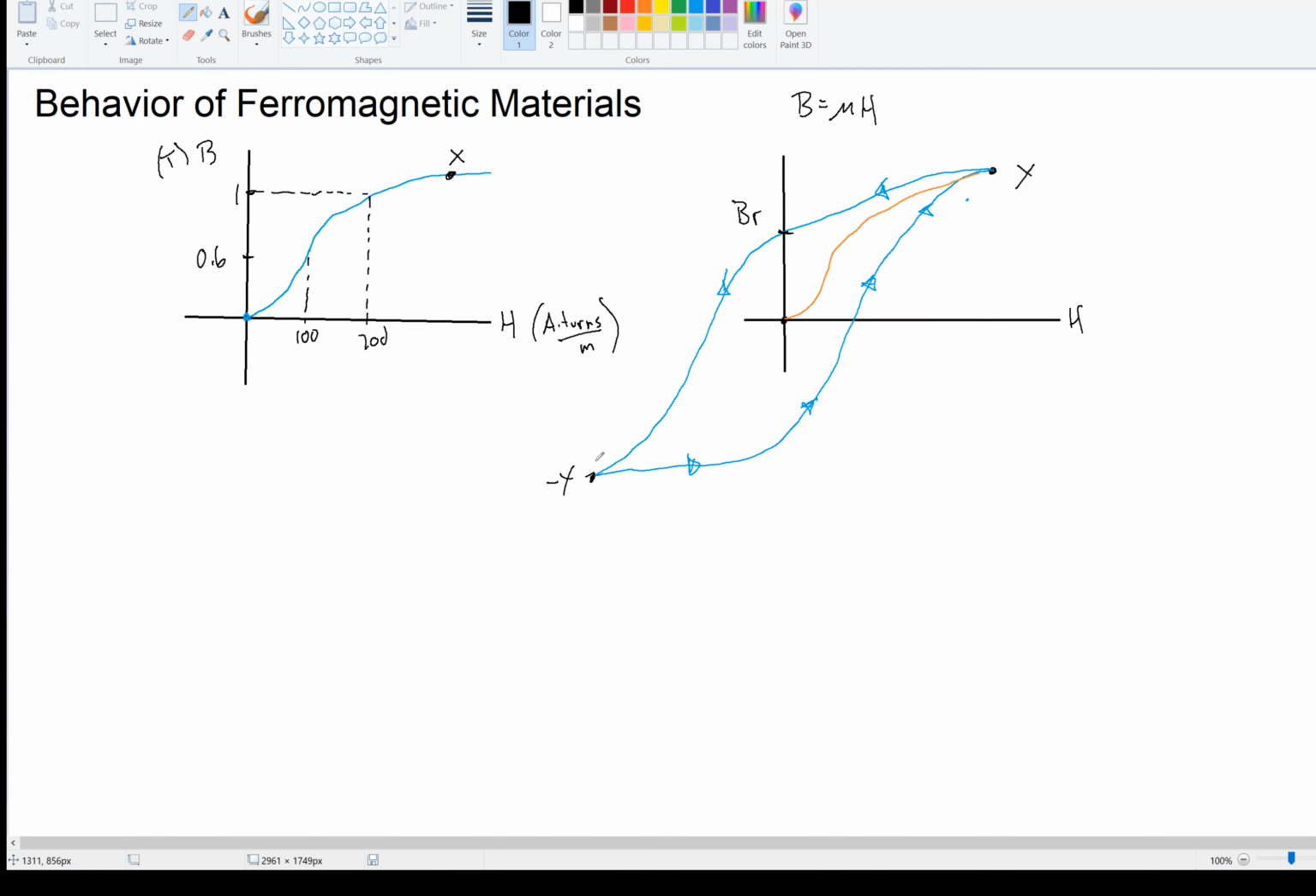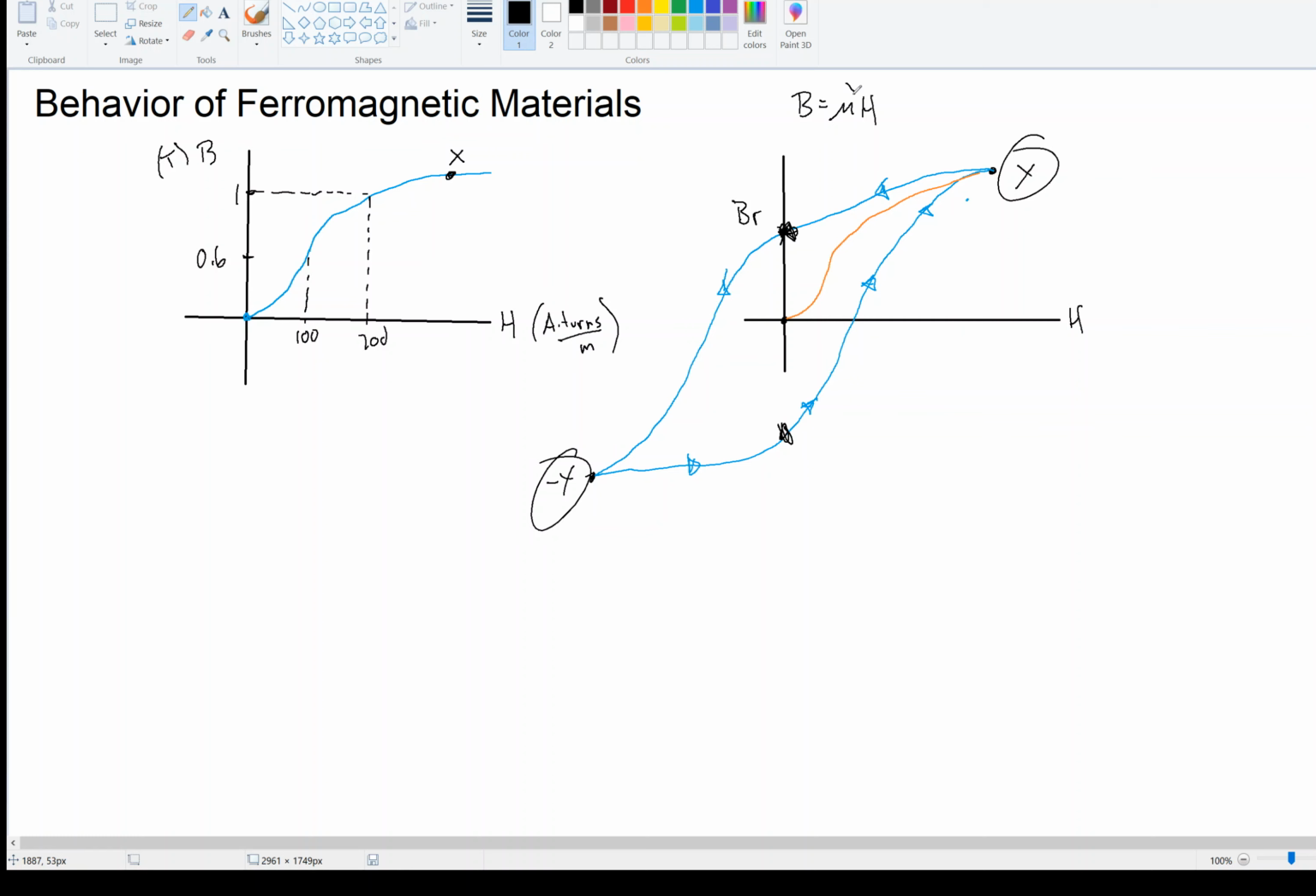So it has two states. If you apply 0 amp turns, you're either at this state or you're at this state down here, and so it remembers, did I come from positive X or did I come from negative X? So that's how ferromagnetic material works.